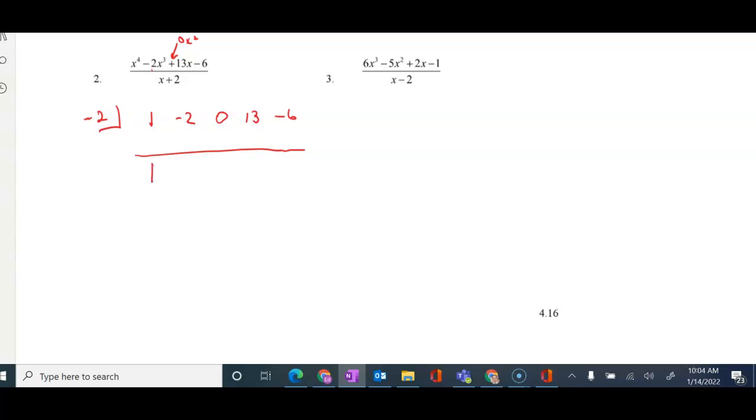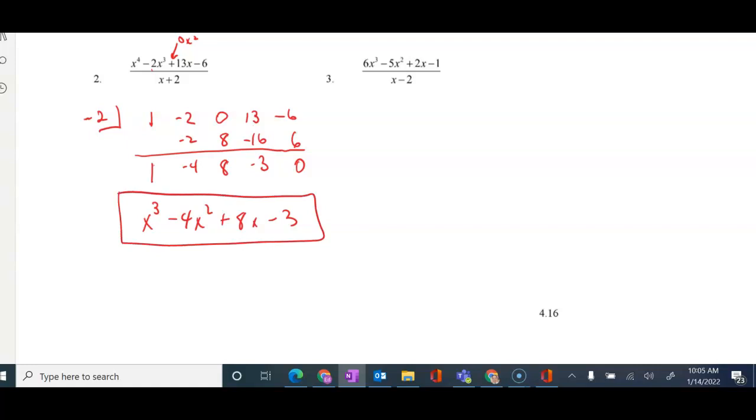Bring the first coefficient straight down, and then we just repeatedly multiply and add. When I multiply it's negative 2, add is negative 4. Multiply is 8, add, that's 8. When I multiply, that's negative 16. When I add, that's negative 3. When I multiply it's 6. When I add it's 0. So the quotient is x cubed minus 4x squared plus 8x minus 3 with a remainder of 0.